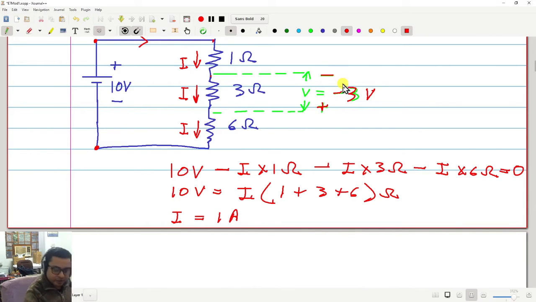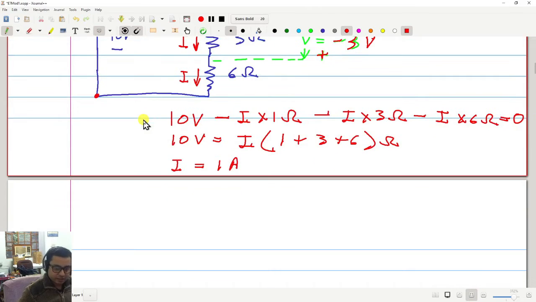Okay, so one message for all of you is that in a circuit diagram, be very careful about the plus minus symbols and your conventions, otherwise mistakes may occur.